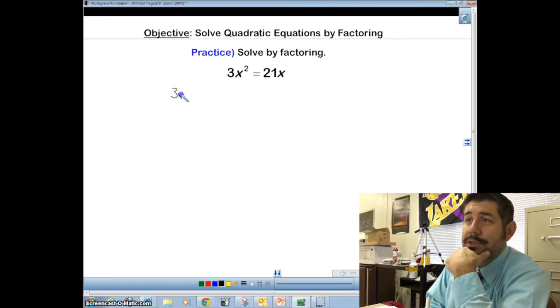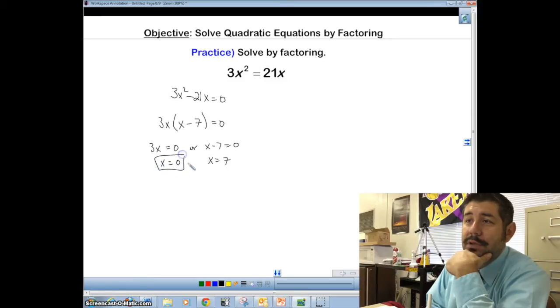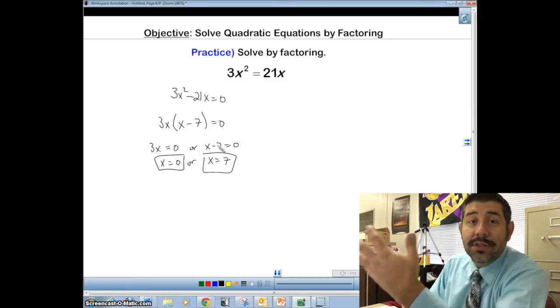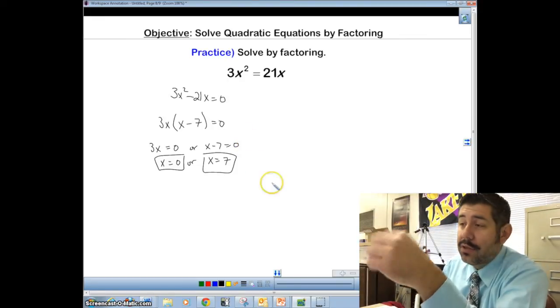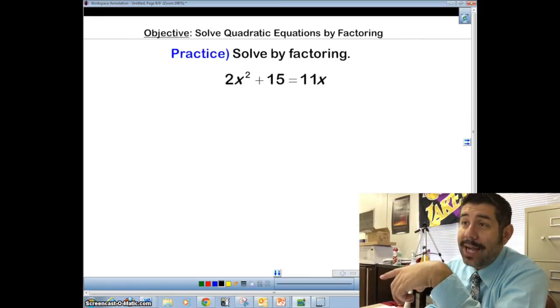Okay, here's the solution. So 3x squared minus 21x equals 0. We're going to factor out a 3x from that and get 3x times x minus 7 equals 0. So 3x equals 0, or x minus 7 equals 0. x equals 0, x equals 7. Those are our answers. That's all there is to it, folks. You just factor and set them equal to 0, but you've got to make sure that the whole thing is equal to 0 before you factor.